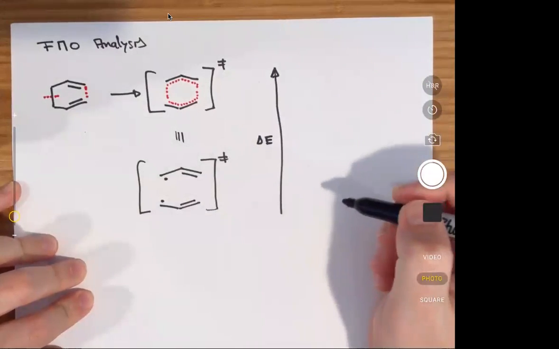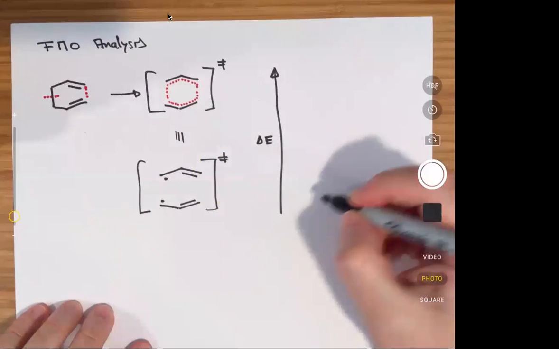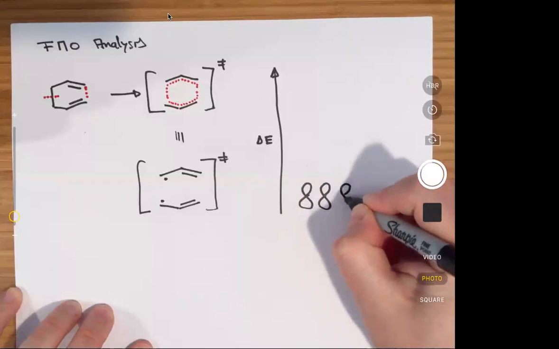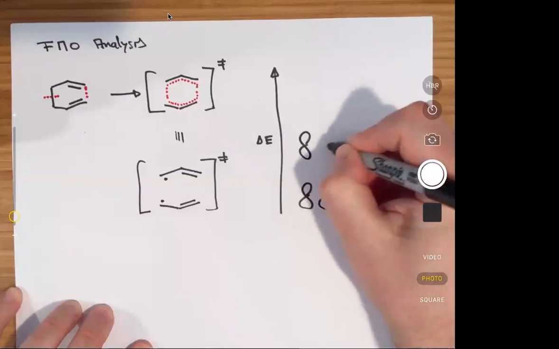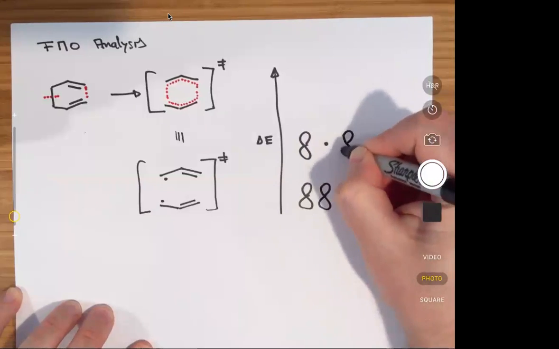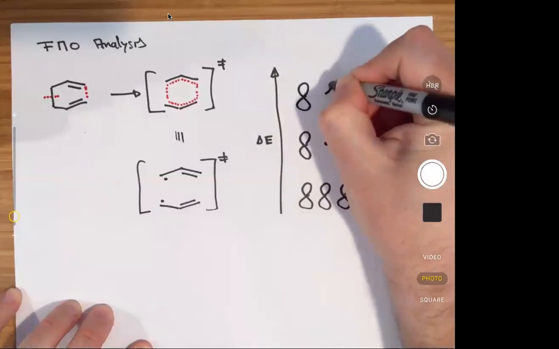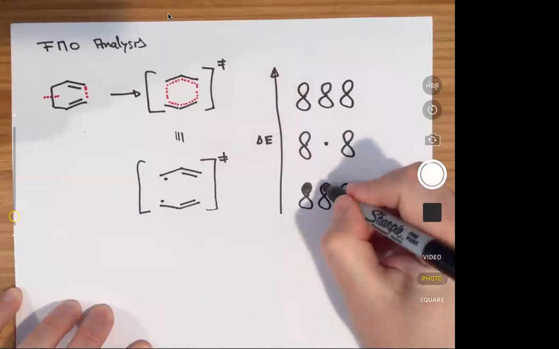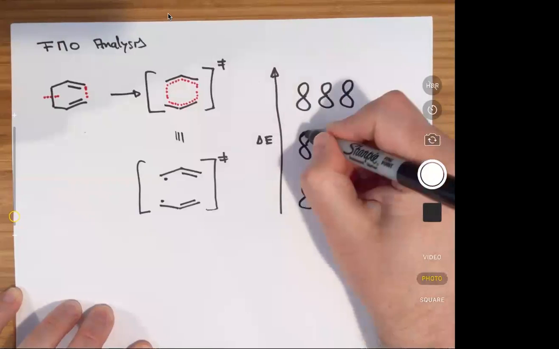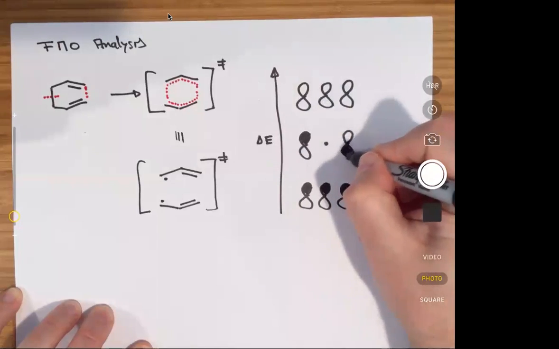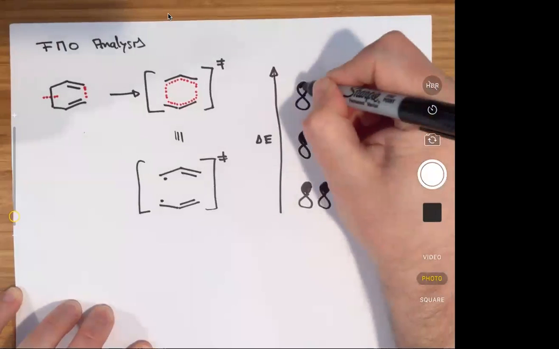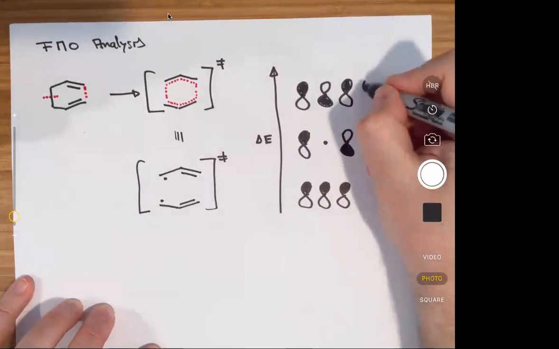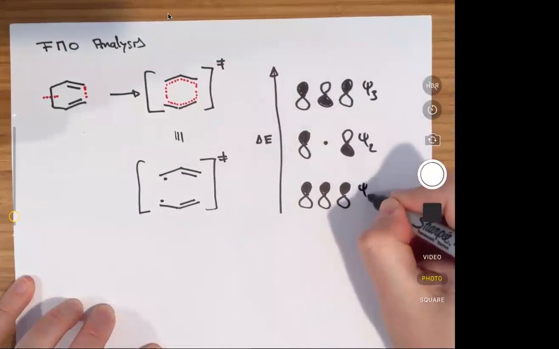we can again draw our allyl system out. So this is now 3 p orbitals. And we know that the second one has a node in the center, and the highest one has two nodes. So this way, this way, this way. Okay, this is phi 3, 2, and 1.